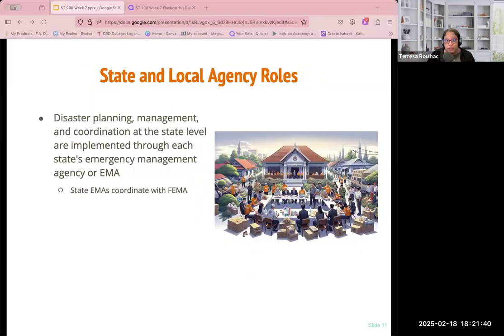At the local level, government and non-government agencies are going to work together to coordinate and respond to disasters. And this is to help the community make sure that they're prepared and supported during emergencies. Local government takes the lead in managing the situations, following protocols and guidelines provided by FEMA and EMA, which is the Emergency Management Agency. Okay.